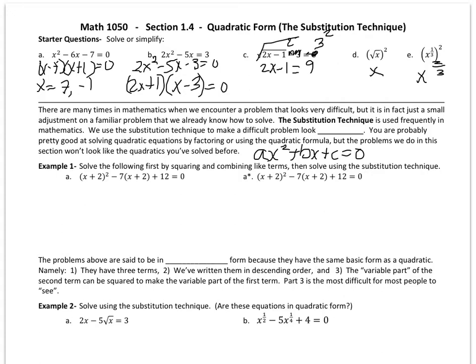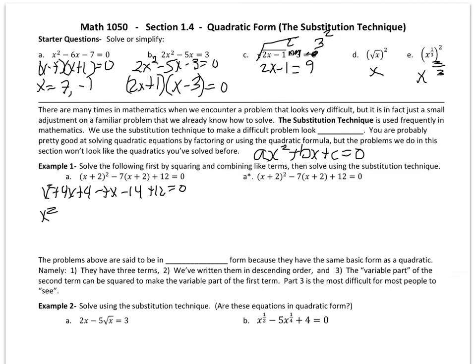And I'm going to do this fast so we don't take a lot of time. So x plus 2 quantity squared is x squared plus 4x plus 4. Don't forget that middle term, right? Your outers plus your inners. Distribute our 7, so we get minus 7x minus 14 plus 12 equals 0. Okay? Now, combine your like terms. So we've got x squared here.